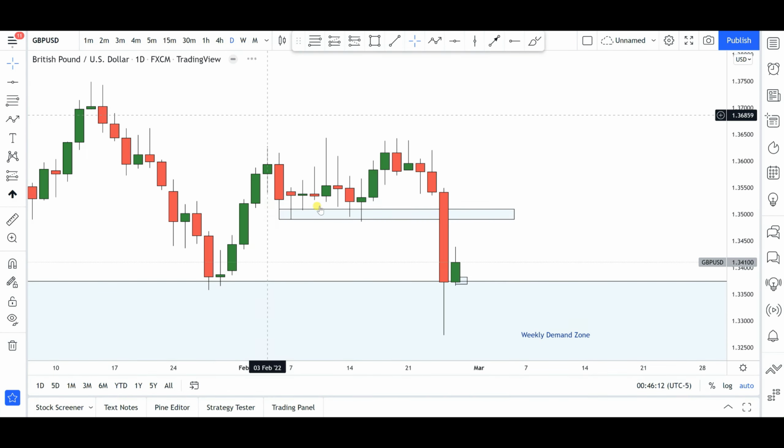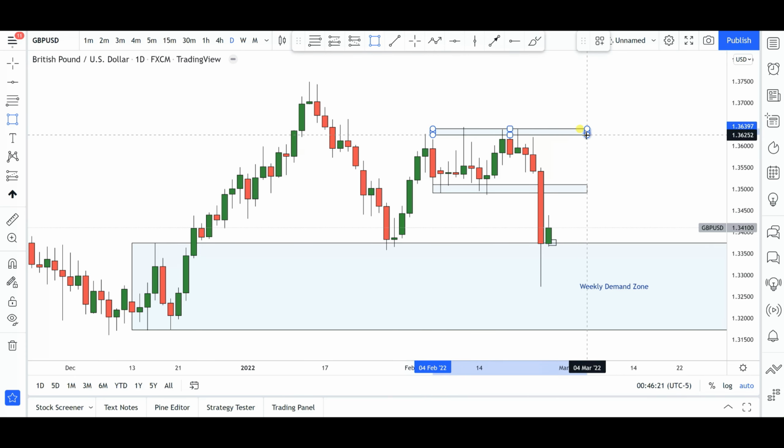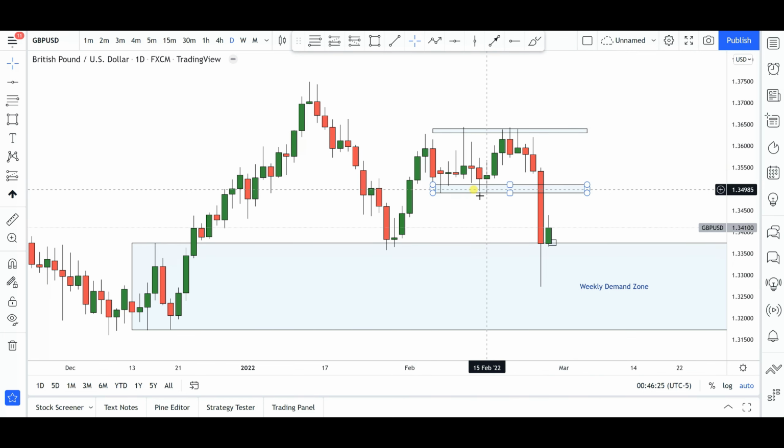Now from the daily time frame, guys, not much. Price was actually trading in some form of range last week. If you guys remember, price was trading in a range of this nature, and you can see that that range gave us a nice break to the downside.